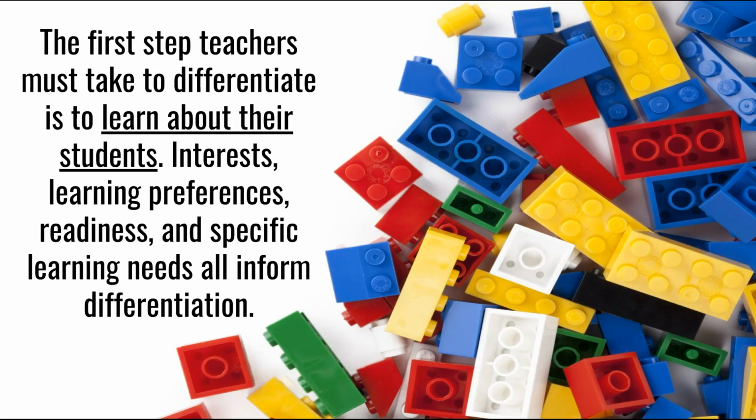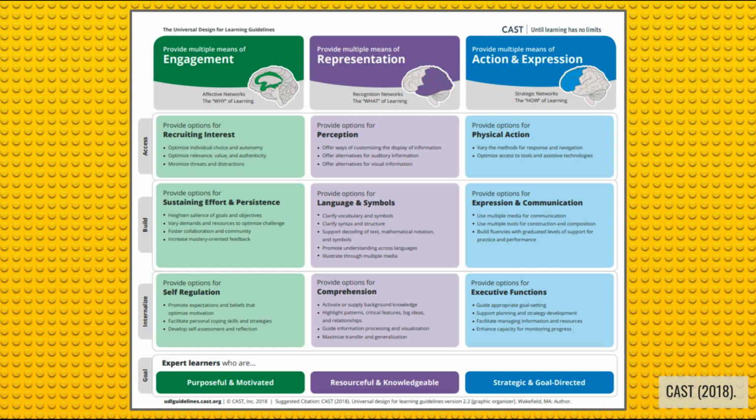The first step teachers must take to differentiate is to learn about their students. Interests, learning preferences, readiness, and specific learning needs all inform differentiation. The Universal Design for Learning, or UDL, is an excellent resource for thinking about the different ways students learn. Access the UDL Guidelines PDF by clicking on the pop-up. You'll also see a link for you to find and explore the UDL website.